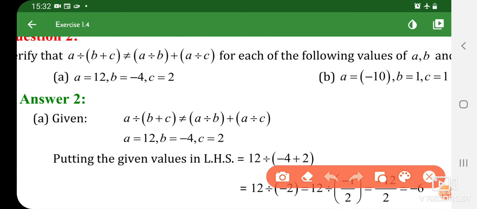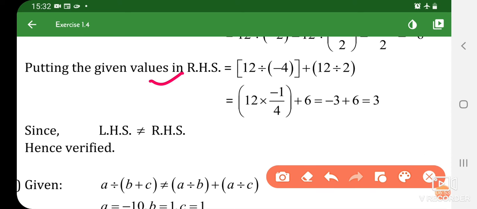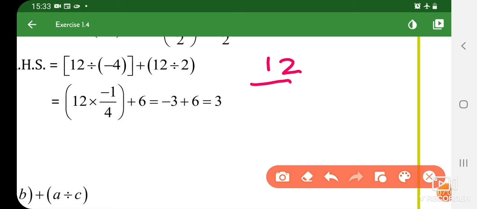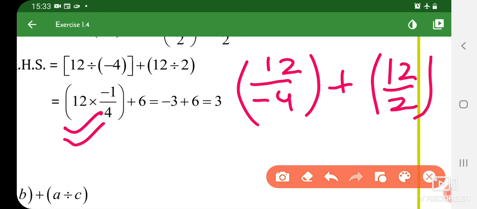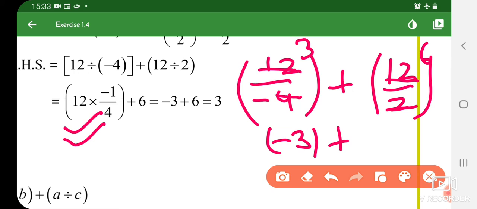Now we take the RHS, that means this side. Putting the values in the RHS, 12 divided by minus 4 plus 12 divided by 2. Now 12 as it is, divided by this minus 4, and after that, again 12 divided by 2. We have to solve it. Here the reciprocal method, we can also use this method. So in the 4 table 12 comes 3 times.